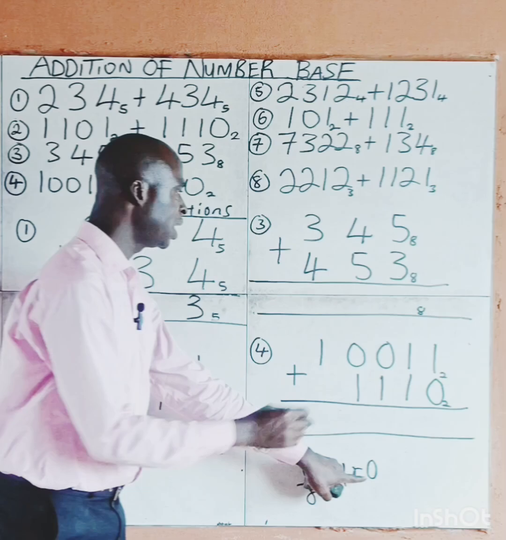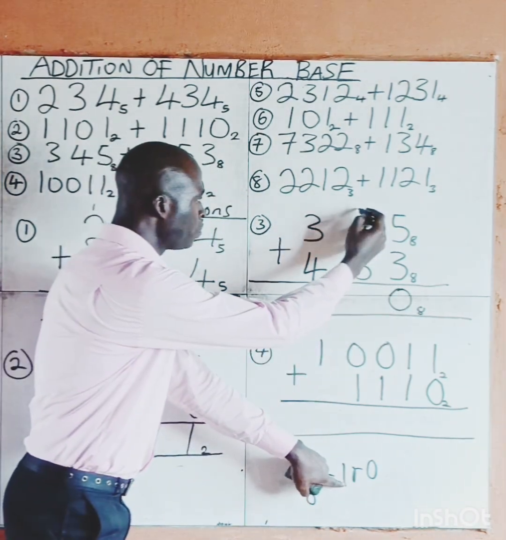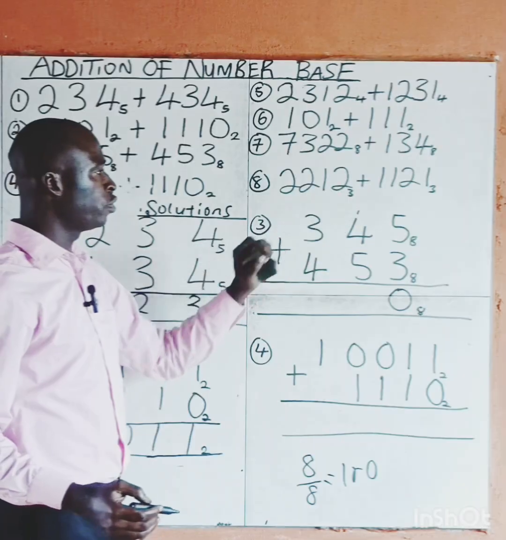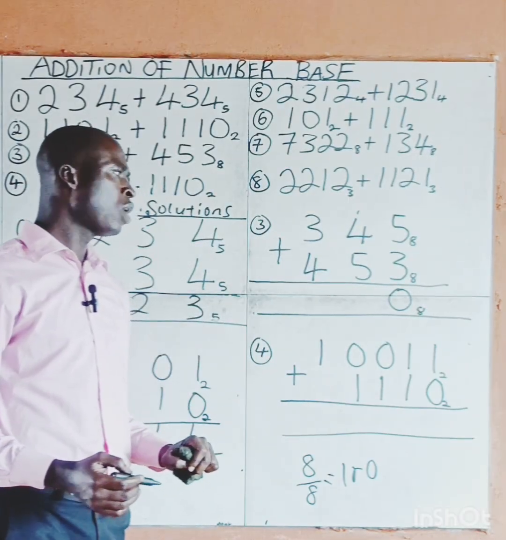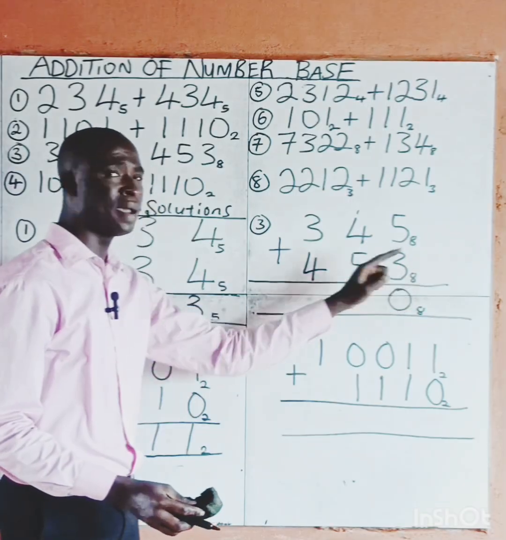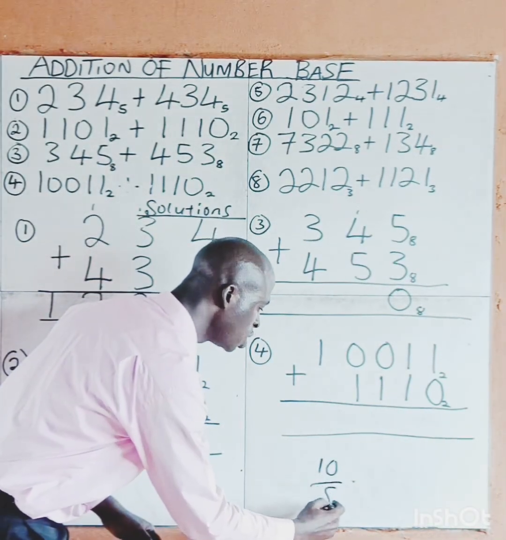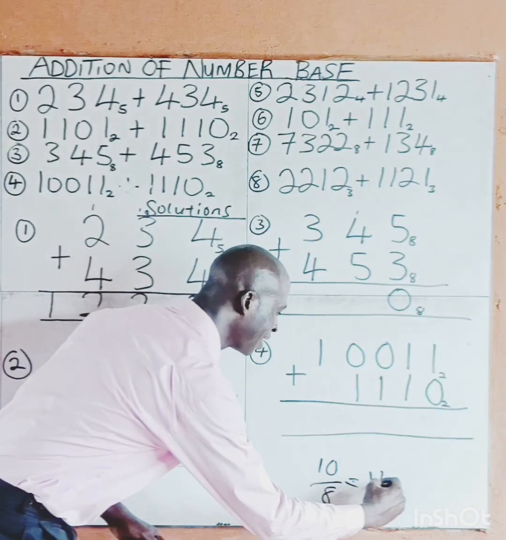So I will always write my remainder first, which is 0. Then, can you see this one? I'm going to take it up here. It becomes 1 plus 4 plus 5. 1 plus 4 plus 5 will give us 10. I cannot write the 10 because the 10 is bigger than my base. So I will come down and say 10 divided by my base, which is 8. It becomes 1 remainder 2.